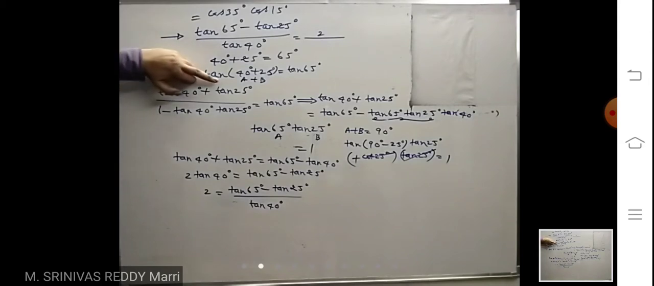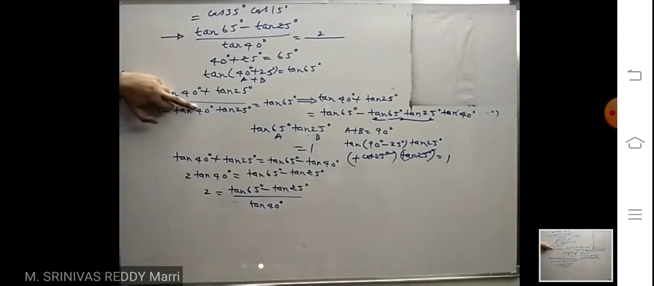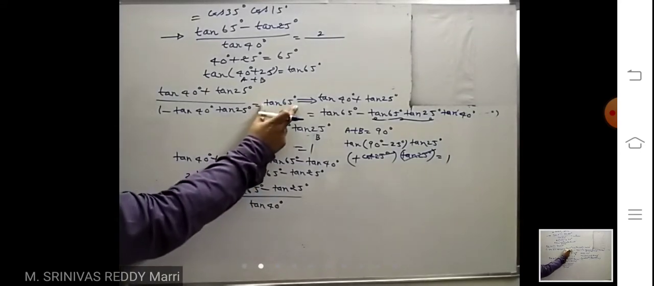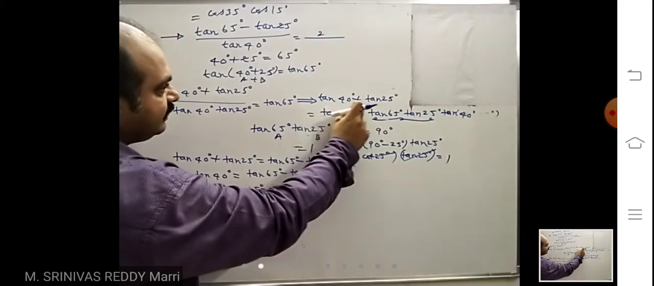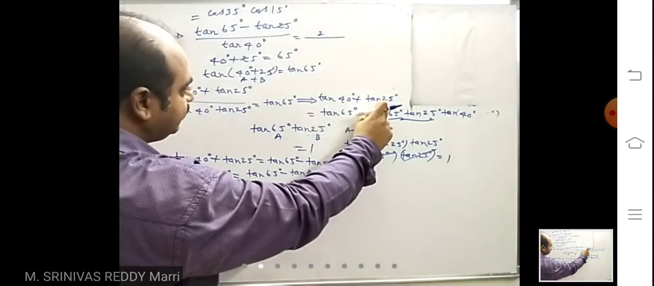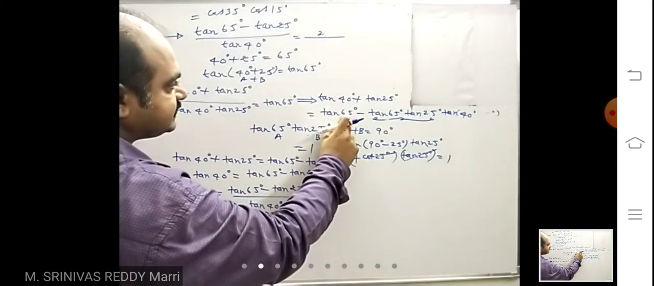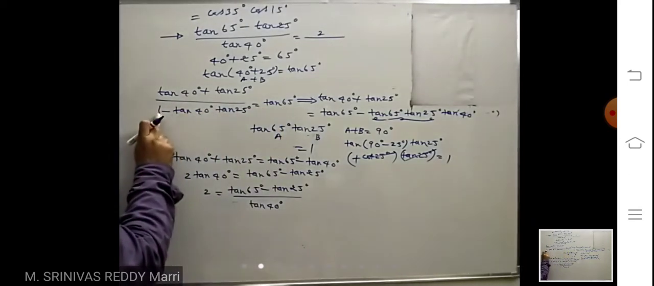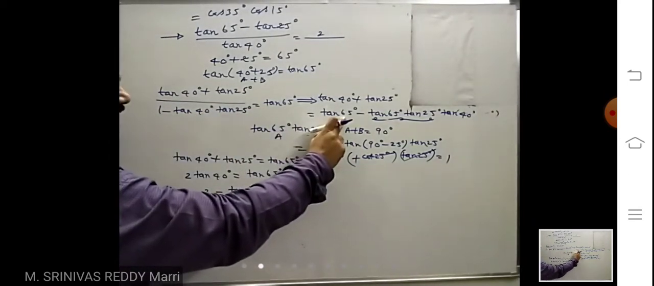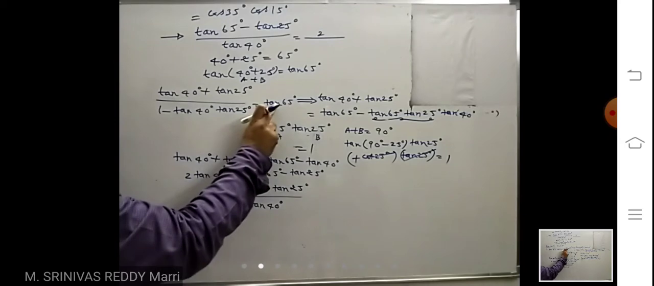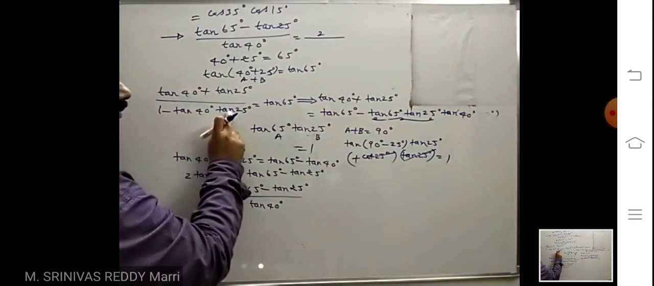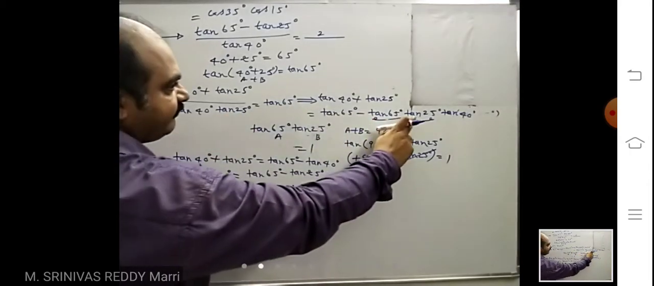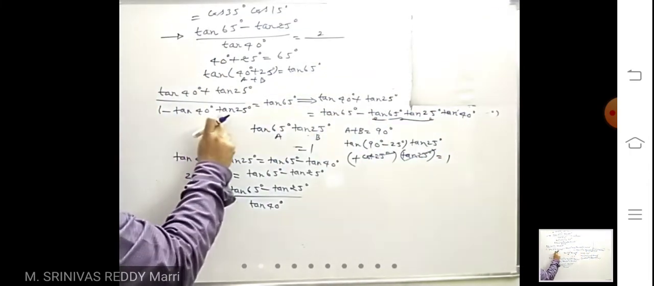Tan A plus tan B divided by 1 minus tan A tan B equals tan 65. Multiply this on that side. Tan 40 plus tan 25 equals tan 65. Multiply this side: tan 65 into 1, tan 65 minus tan 65 into tan 25 into tan 40. This into this into this.